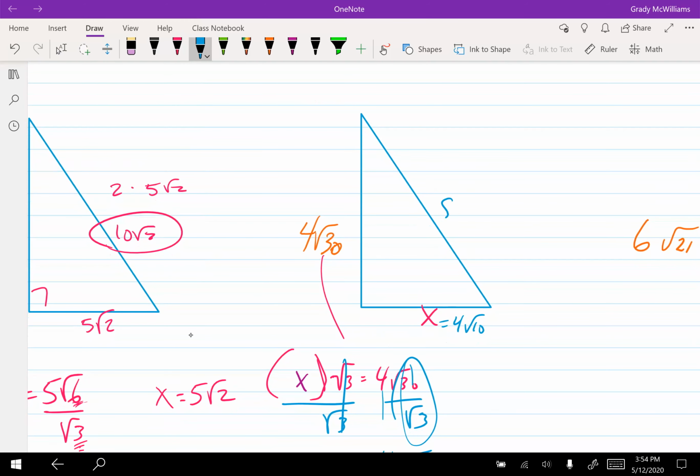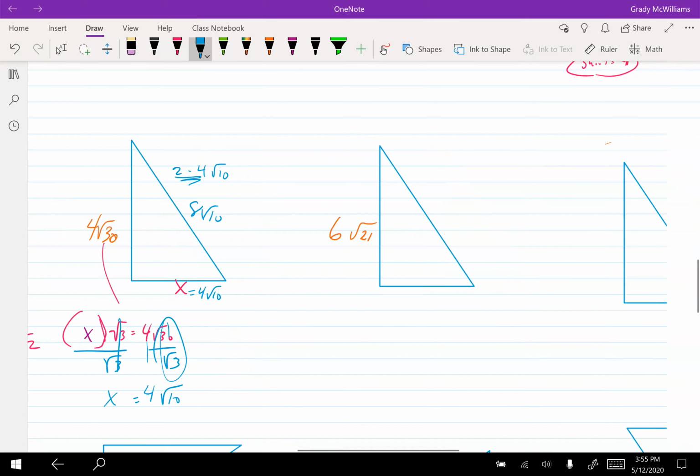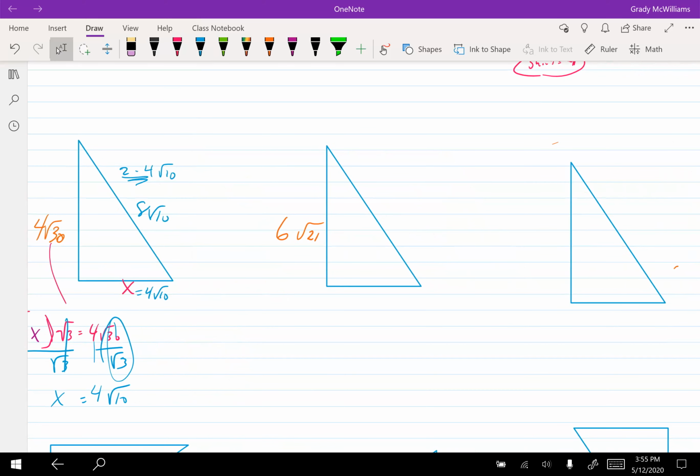And the hypotenuse is twice as big, 8 square root of 10, because it's 2 times 4 times square root of 10. Both numbers outside the square roots get multiplied together. This video is starting to be kind of long, but hopefully it's making some sense to you.